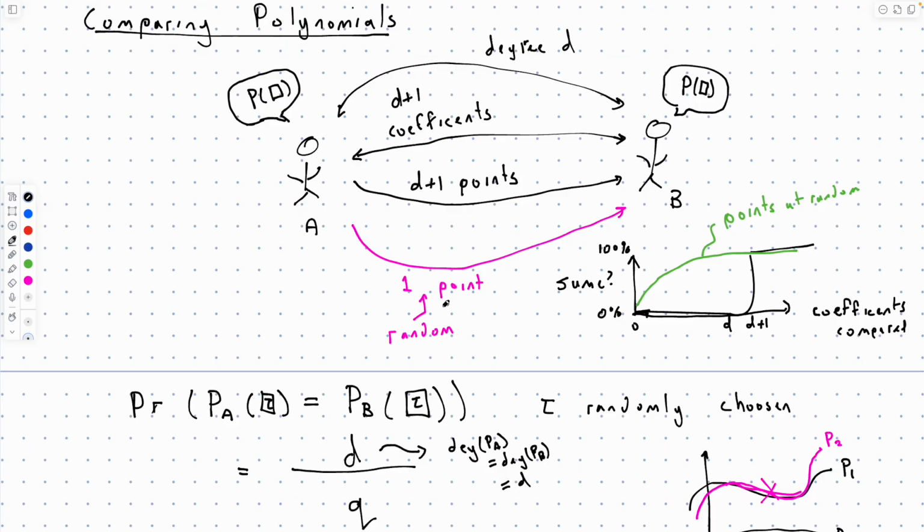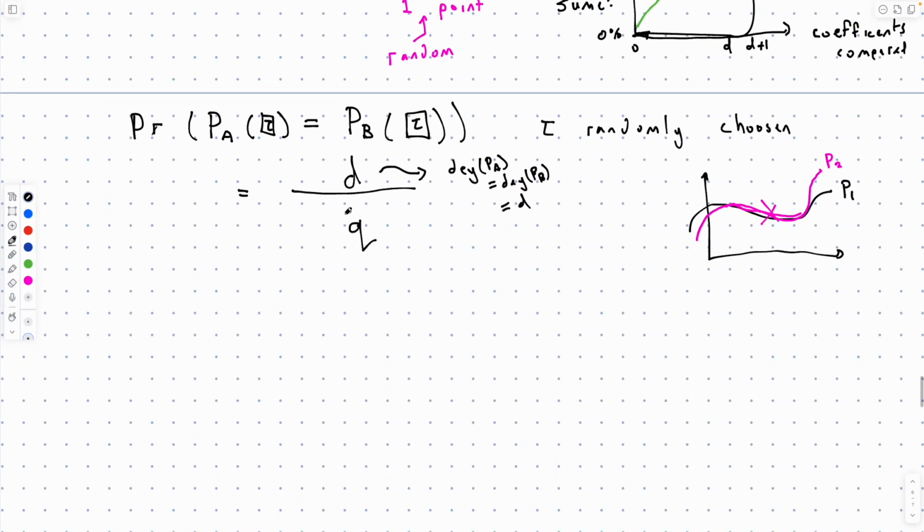Alice will pick a random value tau, and she'll say, my polynomial at tau is this value. And Bob says, yes, mine is the same. One of two things happens: either they have the same polynomial, or they got really, really lucky, and by random chance it happened to have the same point in common. Okay? All right. So here's the algorithm.